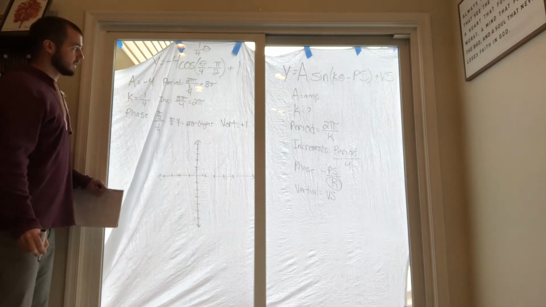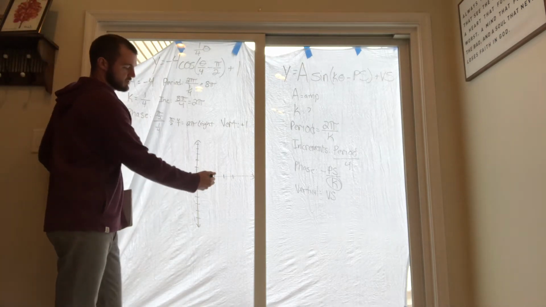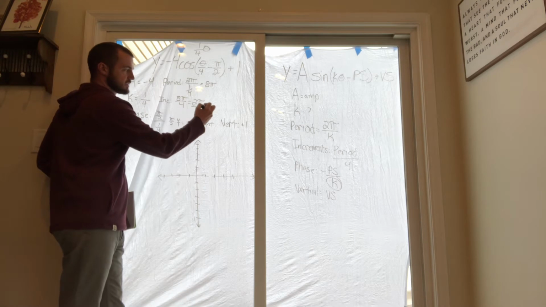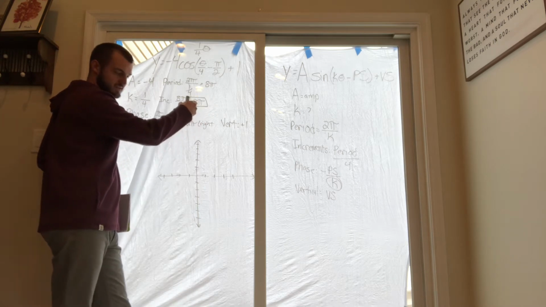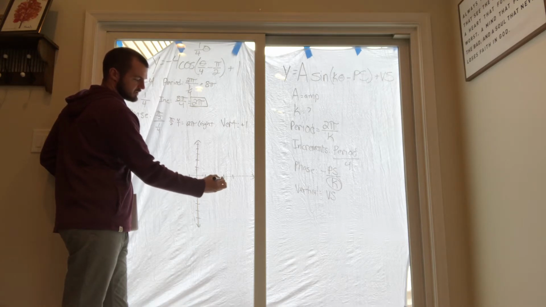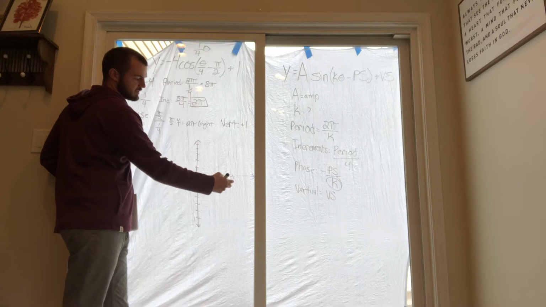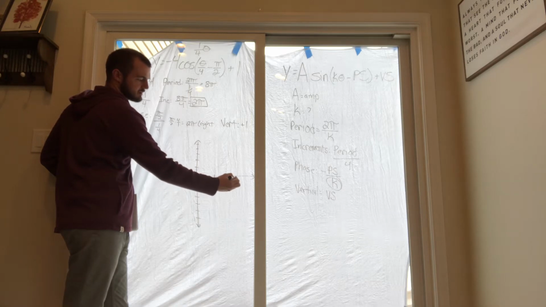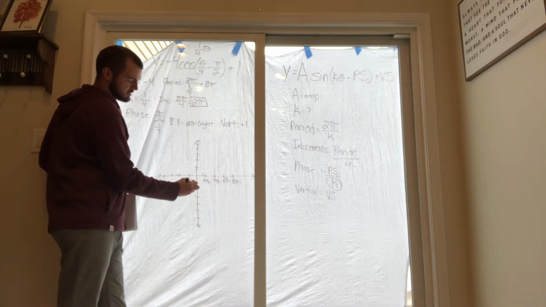Okay, your increments, how you're going to label. Again, you're counting by this, right? So it's 2 pi. And another 2 pi will give you 4 pi. Plus another 2 will give you 6 pi. Plus another 2 will give you 8 pi. And then you do the negatives.